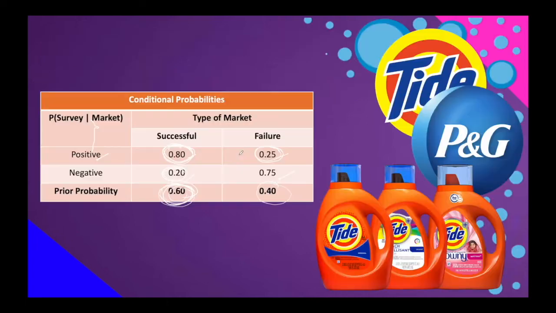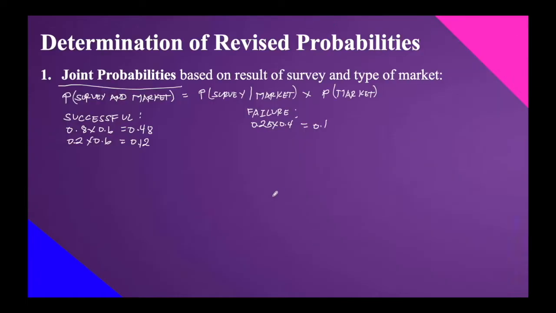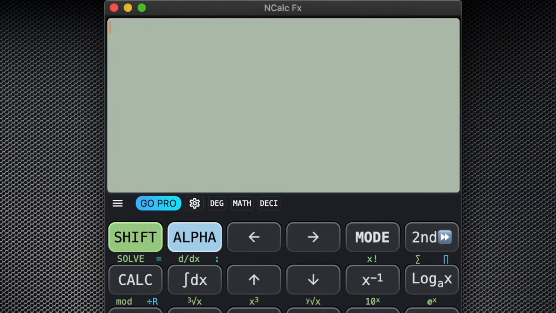Next, sa ating table, we have 0.75 times 0.4. So, let's write it here, 0.75 times 0.4. Answer is 0.3.